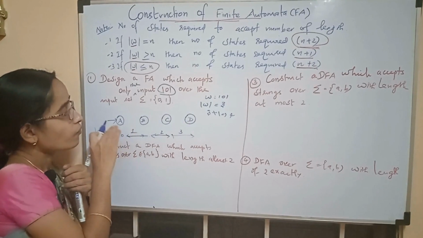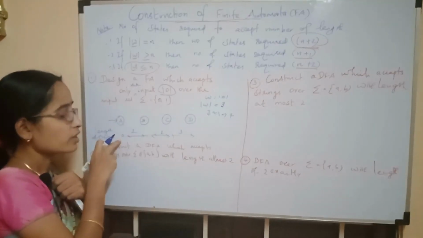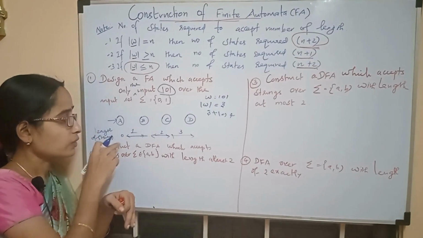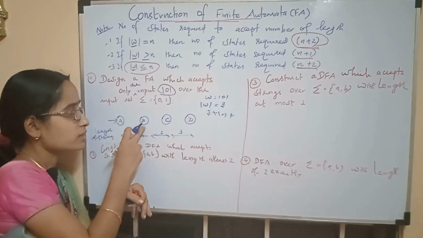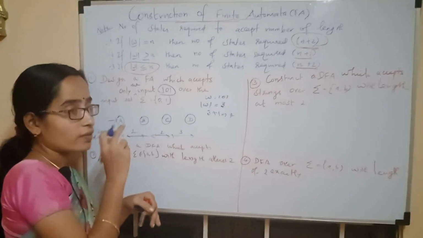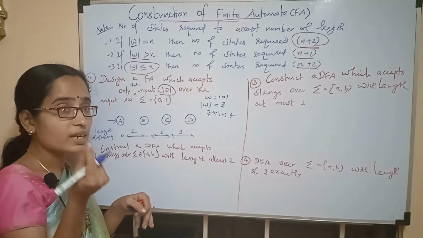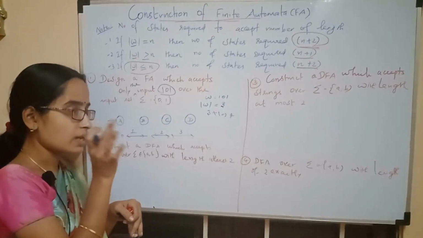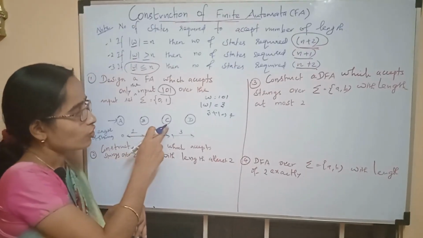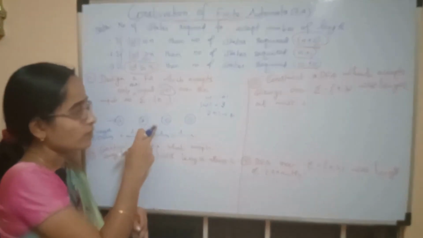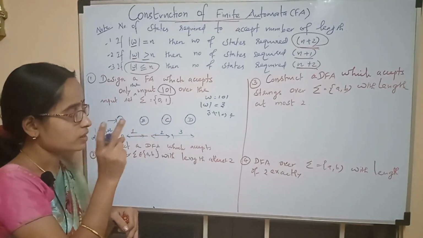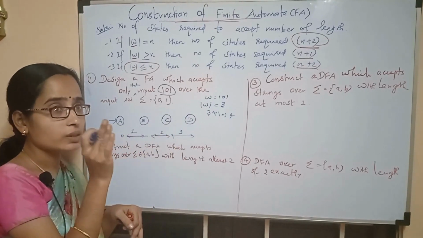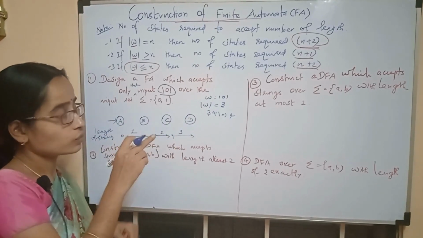So when you are in state A, you might not have met any string, which means you have not read any string. The length of the string is 0. When you are in state B, you would have seen only a string with length 1. When you are in state C, you would have seen a string with length 2. When you are in D, you would have seen a string with length 3.